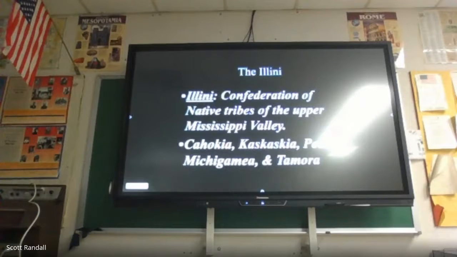The only Illini tribe I think that's left is the Peoria, a small group in Oklahoma. Most of these native cultures, like the Shawnee and Kickapoo, were forced westward into what they called Indian Territory. That was right around the time of the Trail of Tears. So the name Illinois comes from that.